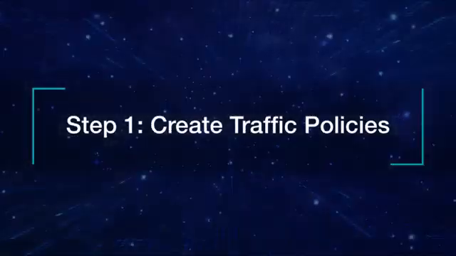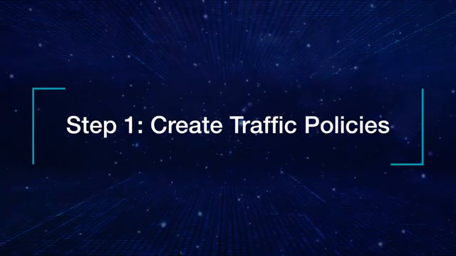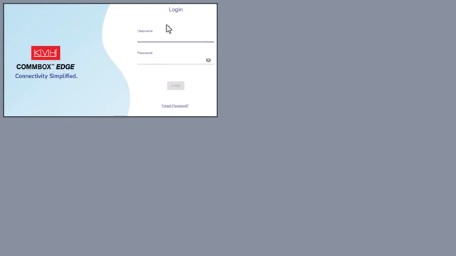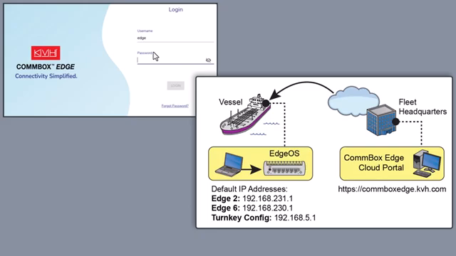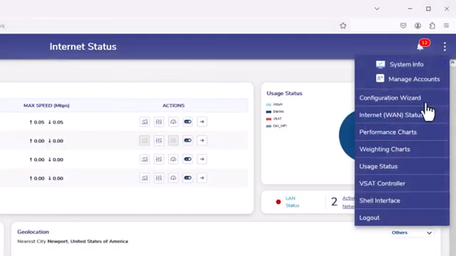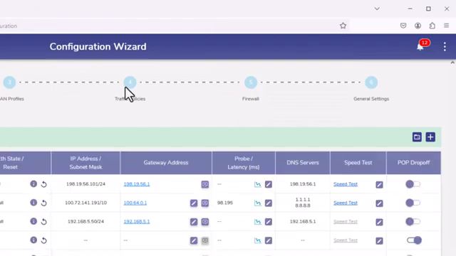The first step is to create traffic policies to define your application controls. Log in to the CommBox Edge OS, either locally via the onboard network or remotely via the CommBox Edge Cloud portal. Next, select the configuration wizard from the menu. Then select Traffic Policies.